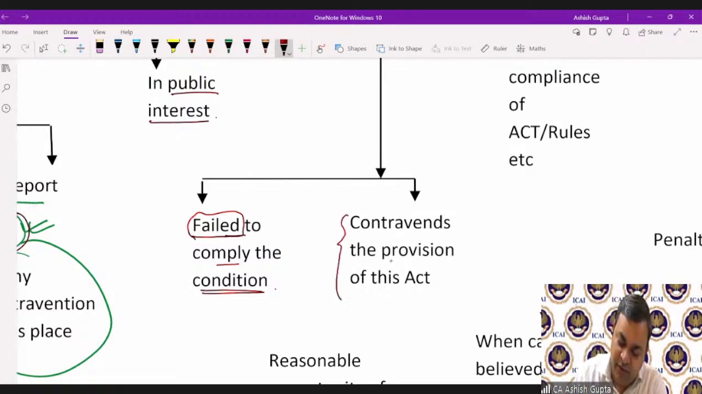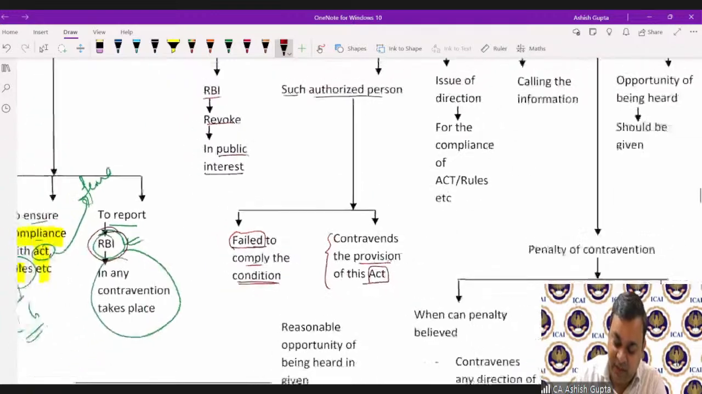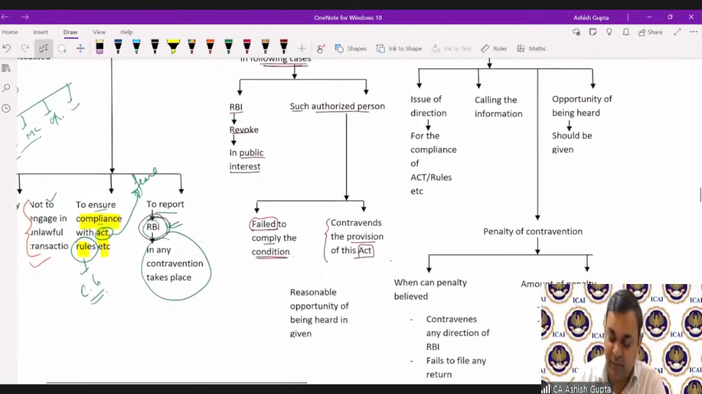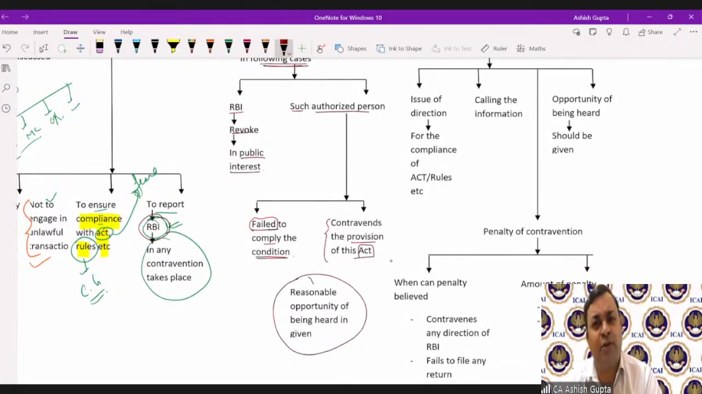Next is contravening the provision of the Act. If they contravene the provision of the Act, in both cases RBI is going to revoke your authorization. But whenever there is a revocation, there is a reasonable opportunity of being heard. So we can say the principle of natural justice is available, right?